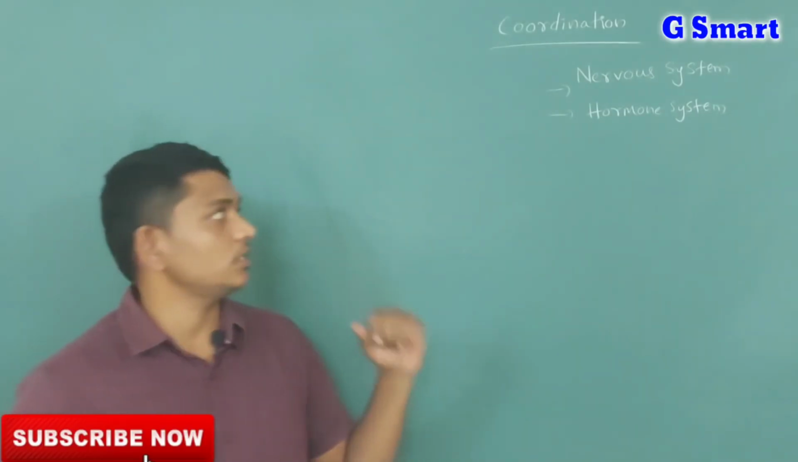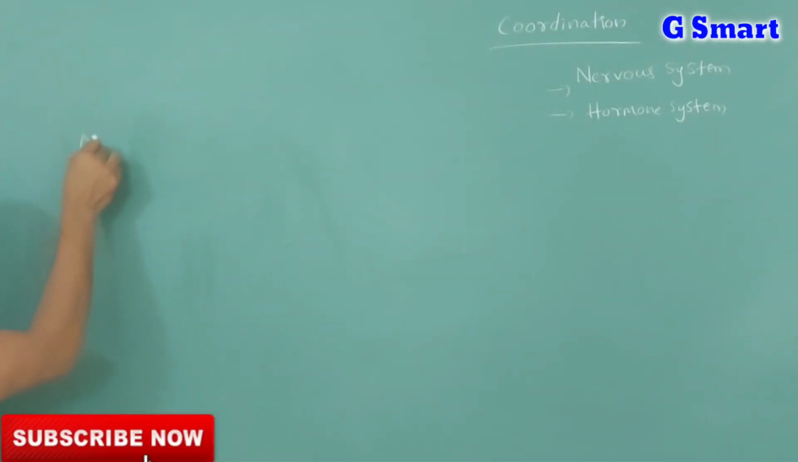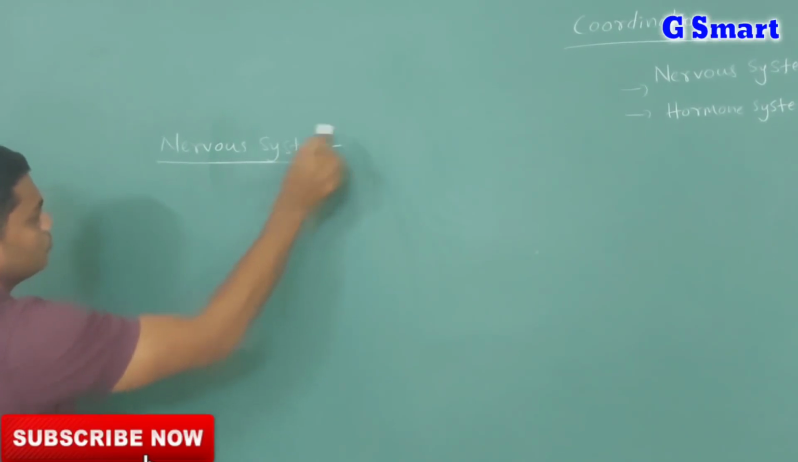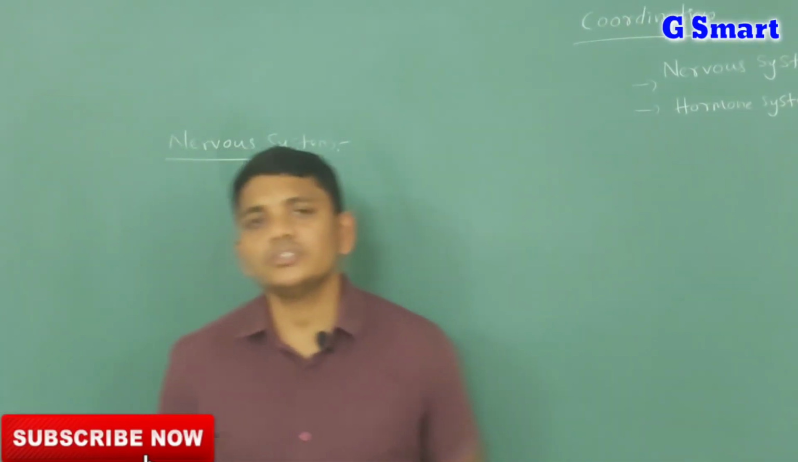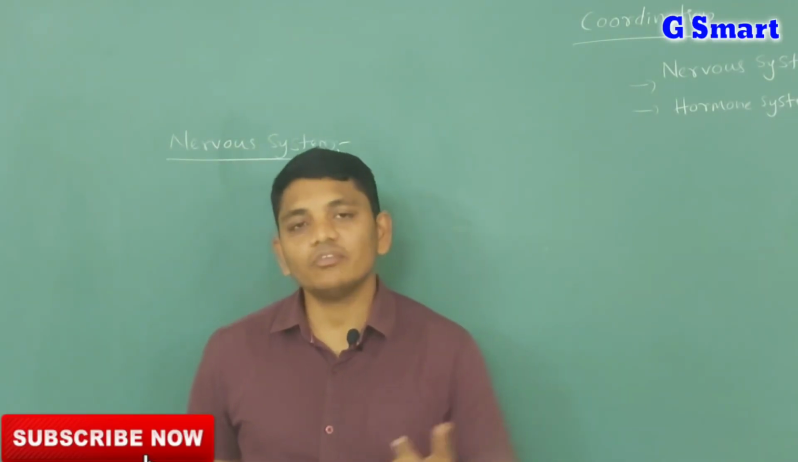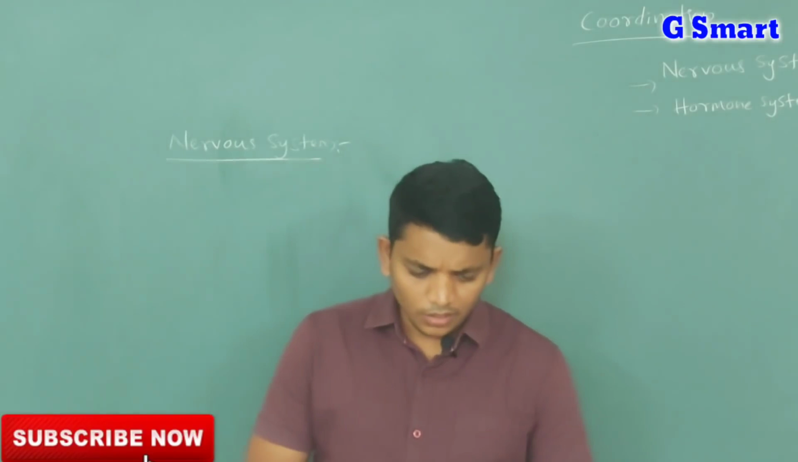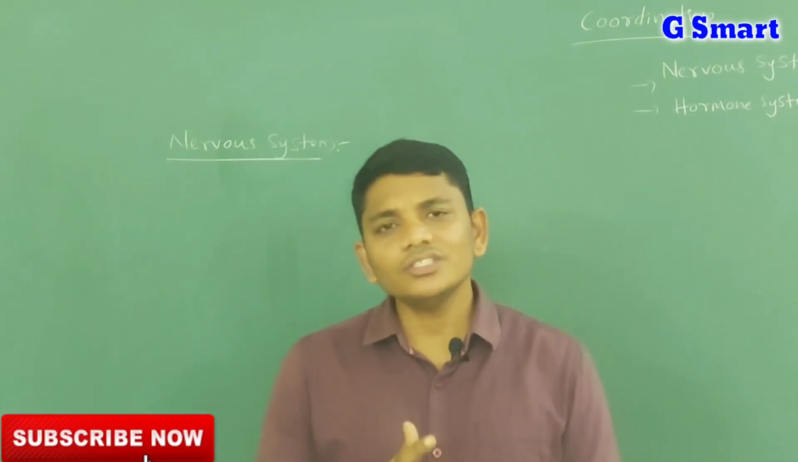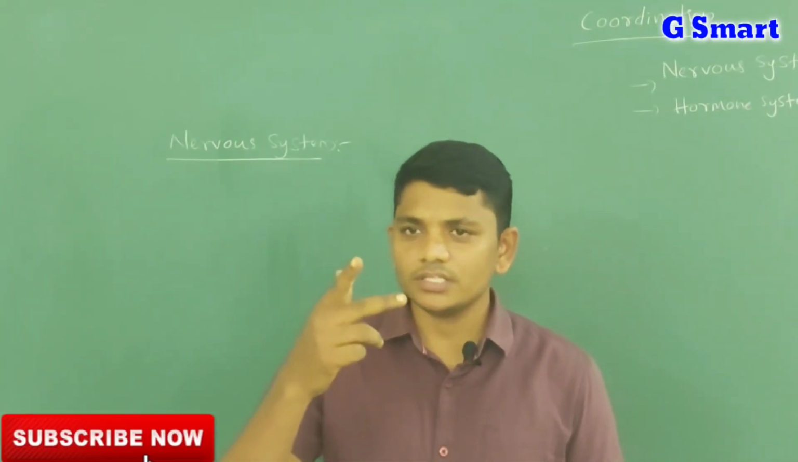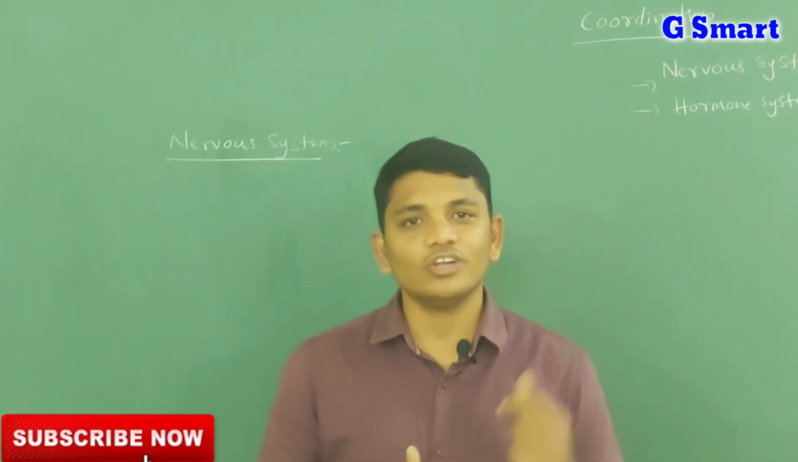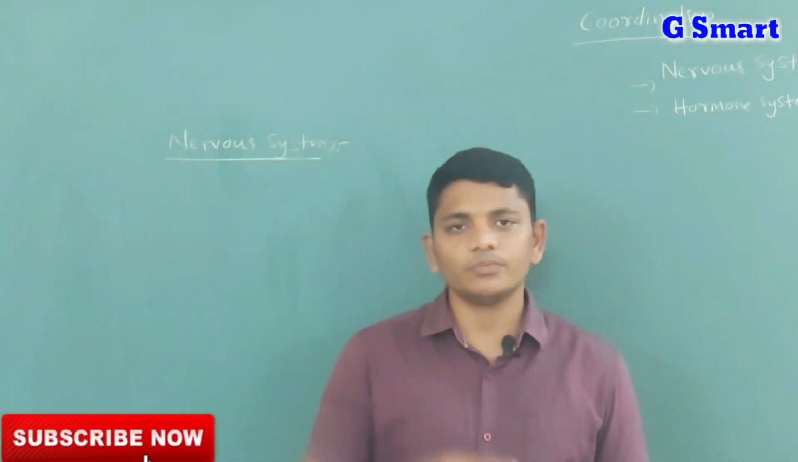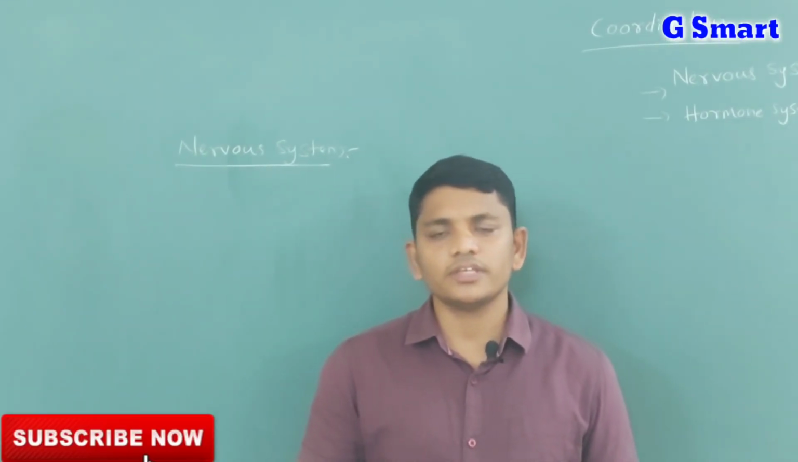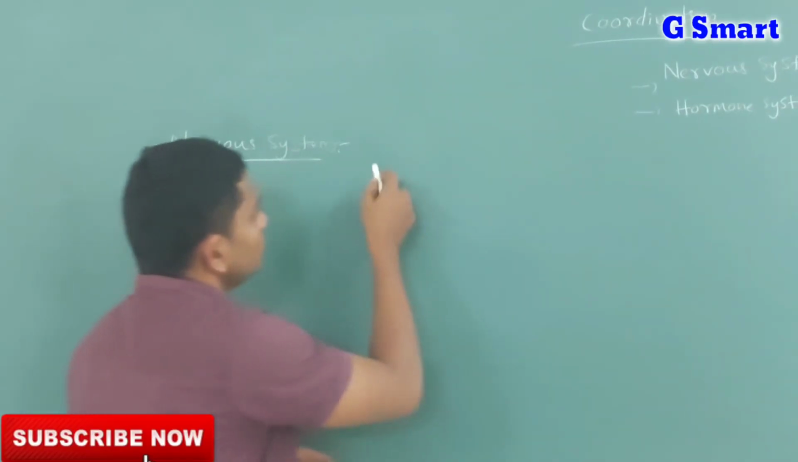Let us discuss the first system, the nervous system. As you all know, our nervous system is made up of nerves or neurons. First, the scientist called Galen told us the nerves are mainly of two types. First one is sensory nerve, second one is motor nerve. So nerves are mainly of two types, sensory nerve and motor nerve. This is told by the scientist called Galen. Clear? Who is that? Galen.